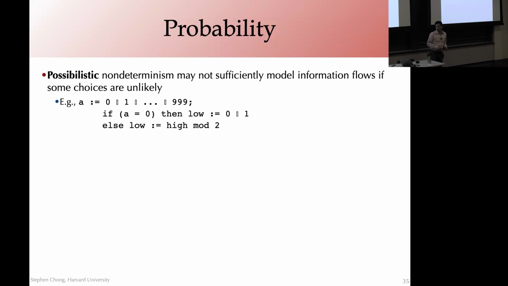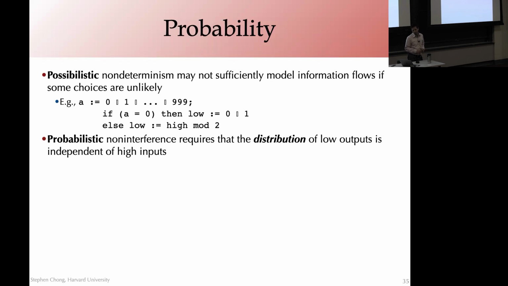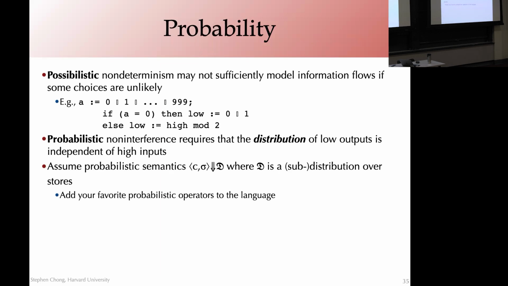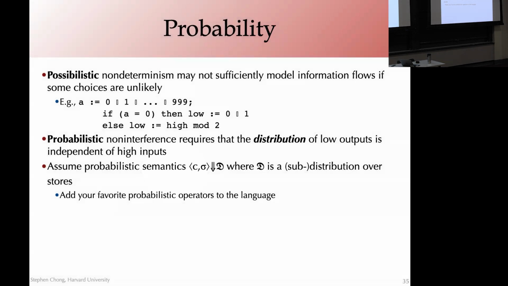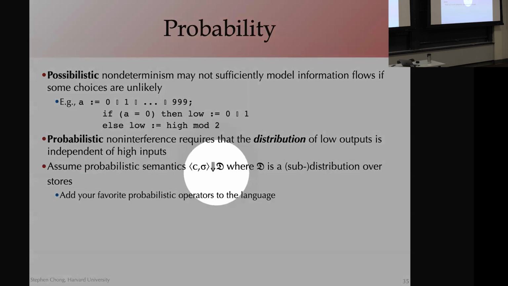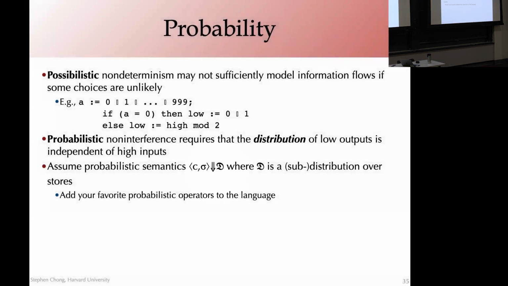So there is actually a notion of probabilistic non-interference that essentially requires that the distribution of low outputs is independent of high inputs. So we can get there by extending our computational model. I'm going to do some really big hand waving, but let's assume that we have some sort of probabilistic semantics. We're given a configuration, C sigma, we return a distribution over stores. So imagine extending Imp with your favorite probabilistic operators. This thing that we're producing here, it might actually need to be a subdistribution. That is, the probabilities of the events might sum to something less than 1. Why might that be the case?